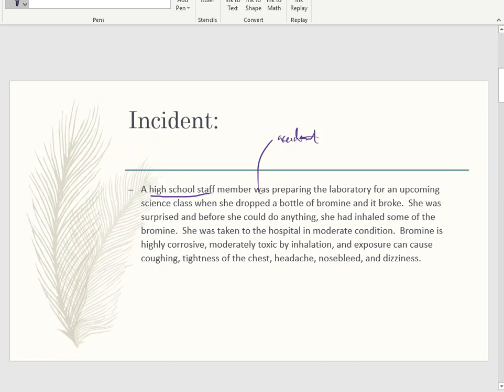And bromine is highly corrosive, moderately toxic by inhalation, and exposure can cause coughing, tightness of the chest, headache, nosebleed, and dizziness. So, we're going to give credit where credit's due. Number one, this is an incident that does not happen very often. If you wanted to call it an accident, you probably could, because I don't think this high school staff member would be dropping bottles of bromine every day. This was just something random that happened on this particular day.